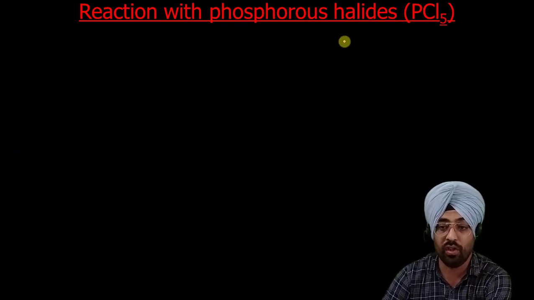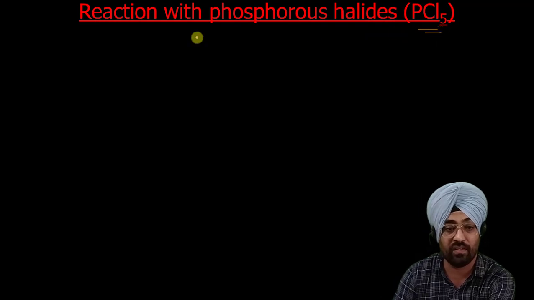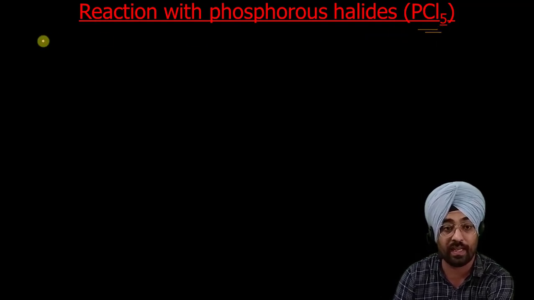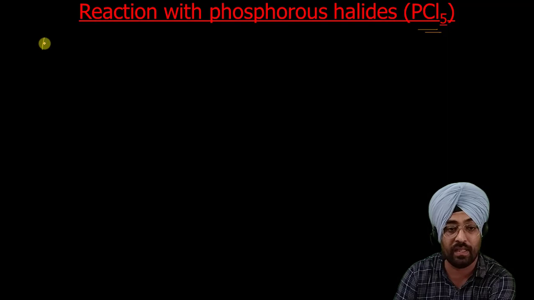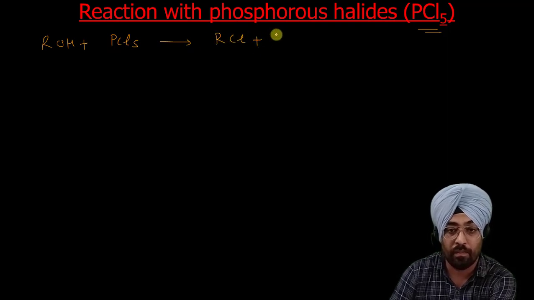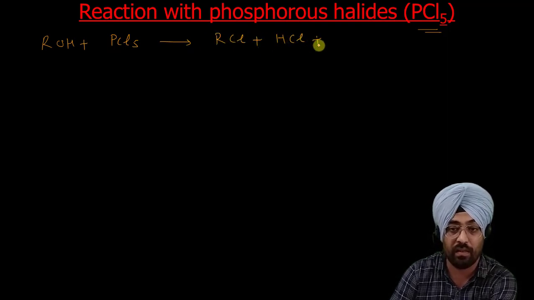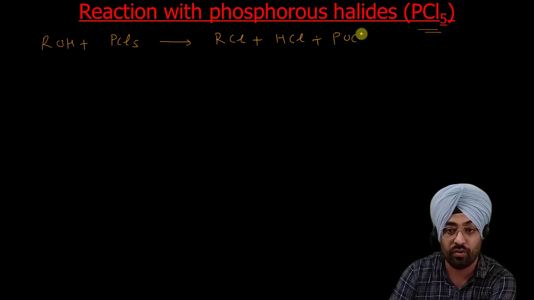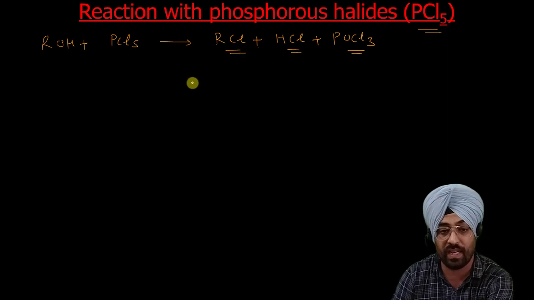Similarly, alcohols can react with PCl5 also. First let us write the chemical equation, then we will write the mechanism. So alcohol plus PCl5, the reaction goes like this: RCl plus HCl plus POCl3. So these are the products that are formed during this reaction.